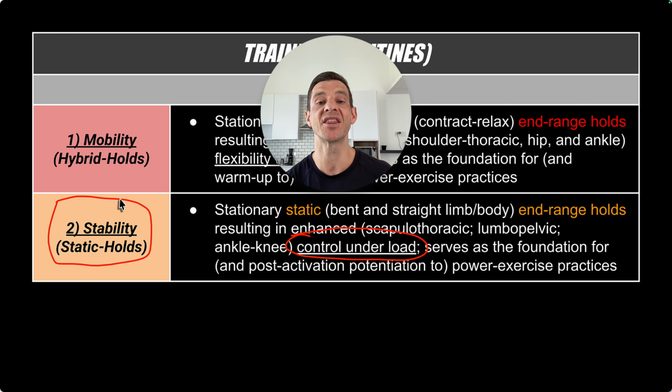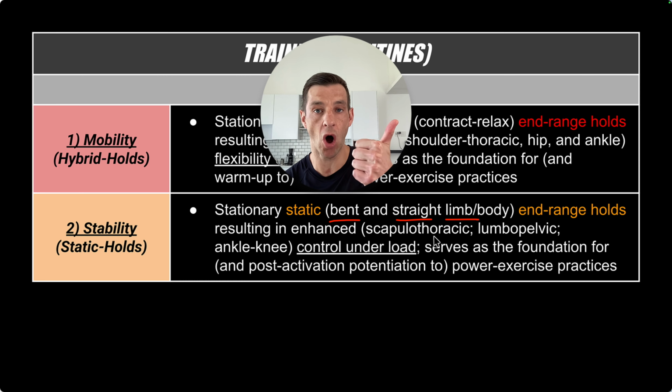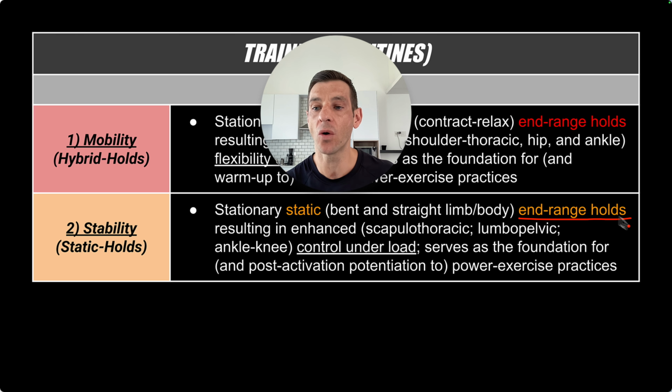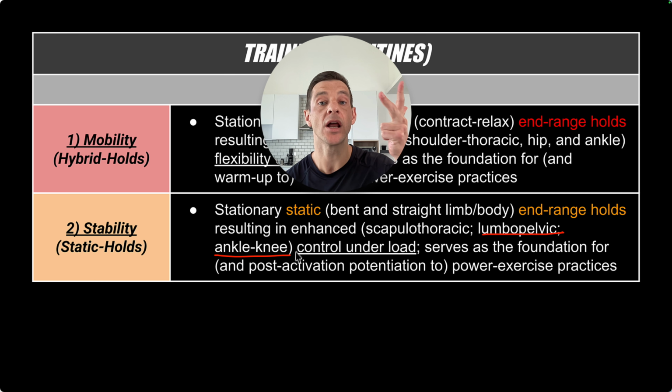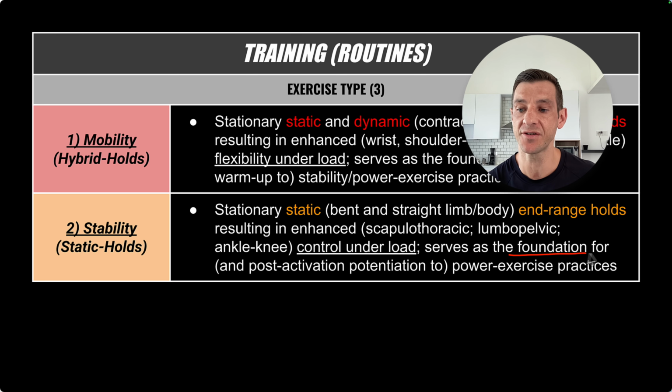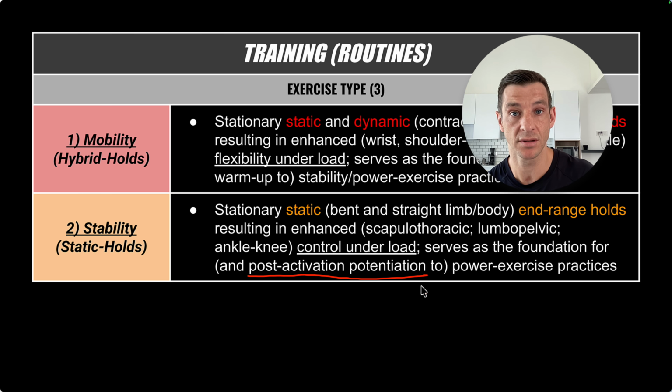Stability training can therefore be defined as stationary, static, bent and straight limb, so this can be arm or leg, end range holds, just like mobility, resulting in enhanced scapulothoracic (upper body), lumbopelvic (core), and ankle and knee (lower body) control under load, which serves as a foundation for, or you can think of it as a warm-up, or if you want to be fancy, post-activation potentiation. It's like priming your muscles for something to come.